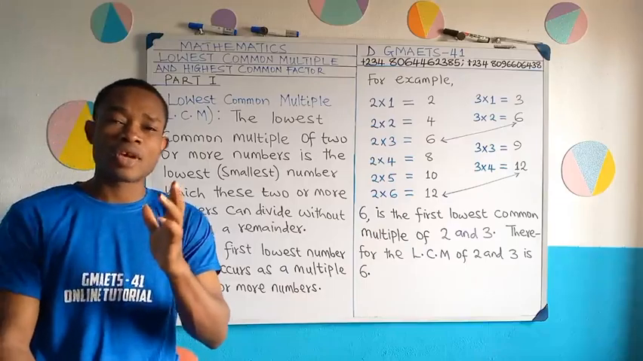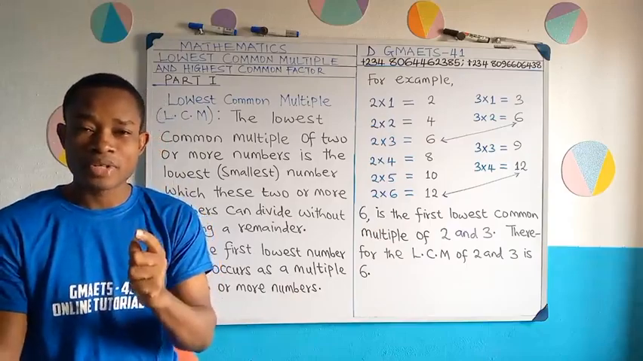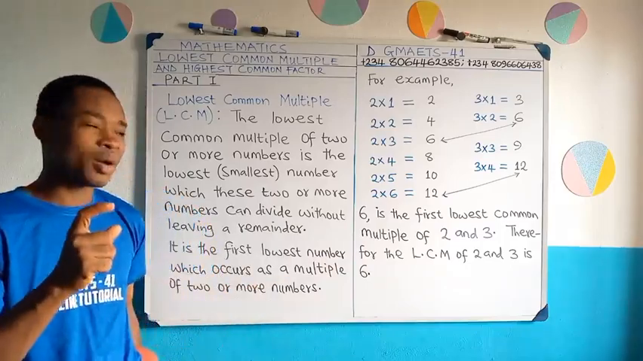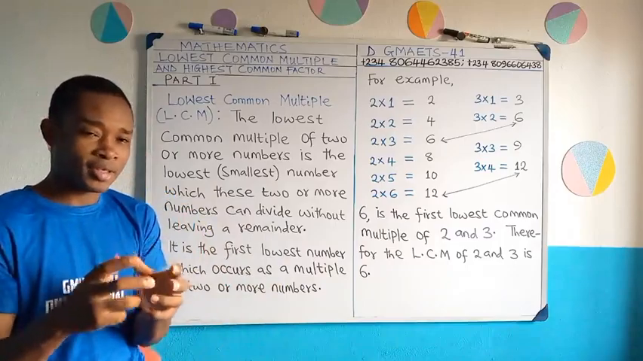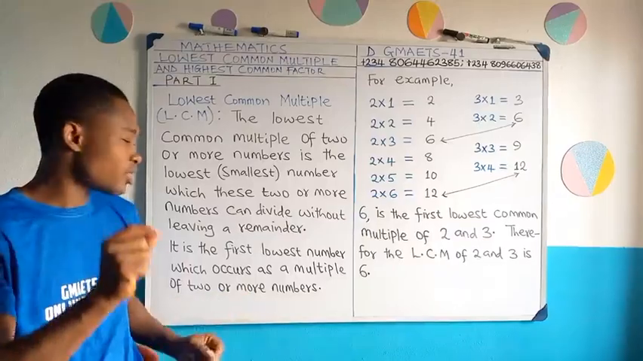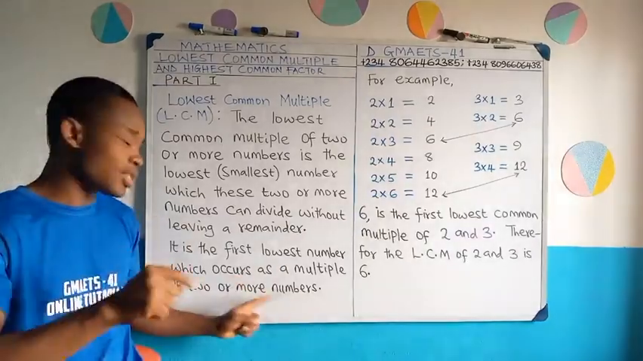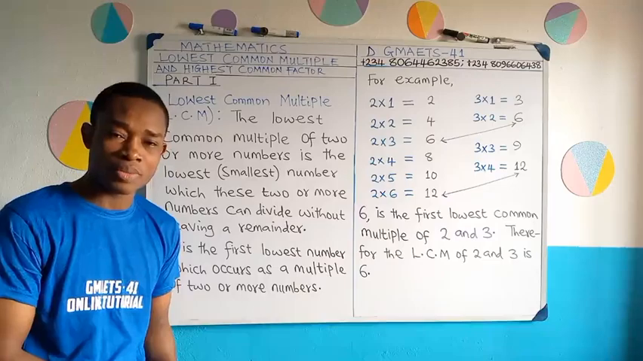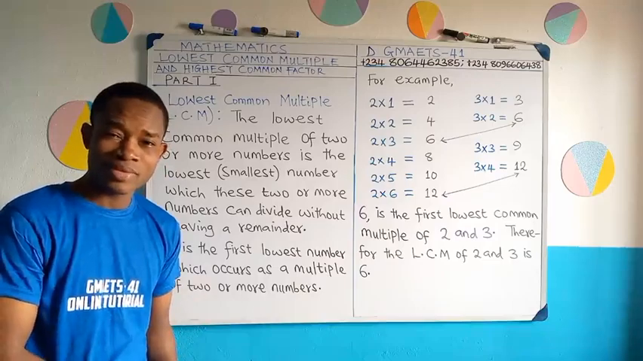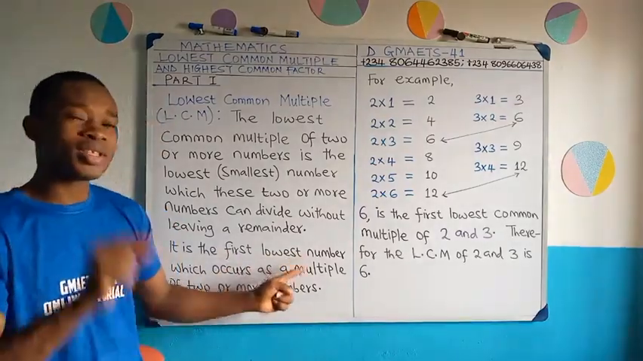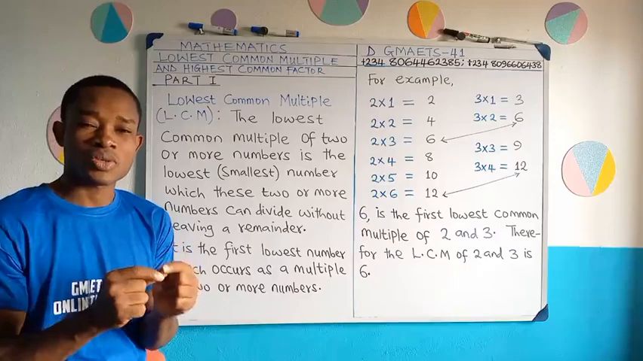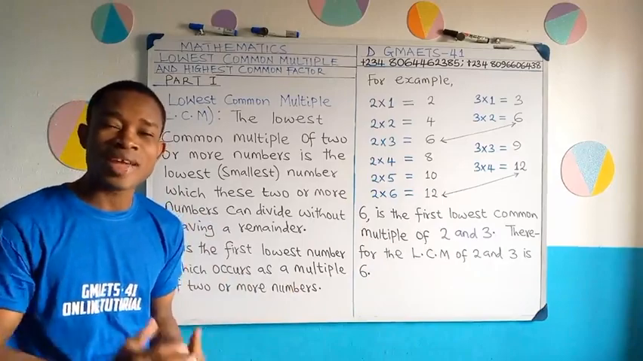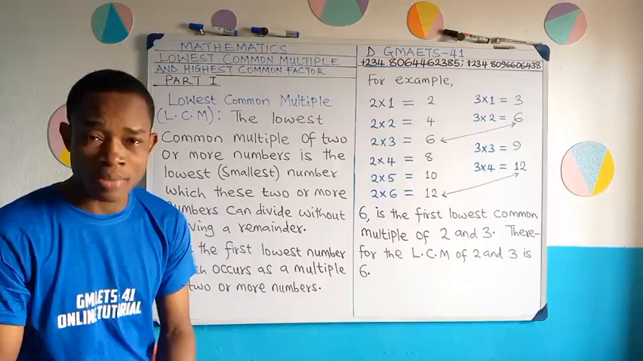Apart from saying that lowest common multiple is the smallest number that 2 or more numbers can divide without remainder, we can also look at lowest common multiple in another way. Here on the board we have this. The first lowest number which occurs as a multiple of 2 or more numbers is said to be the lowest common multiple of these 2 or more numbers. Once again, the first lowest number that occurs as a multiple of 2 or more numbers is also known as the LCM of these 2 or more numbers.